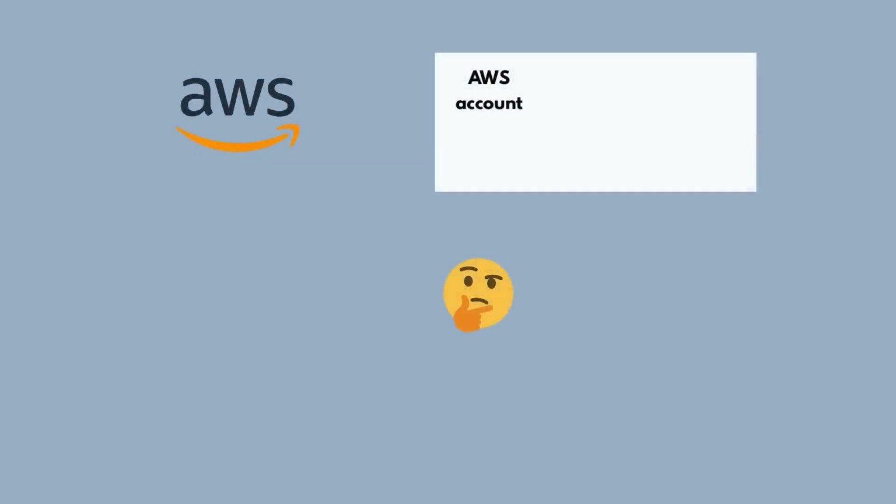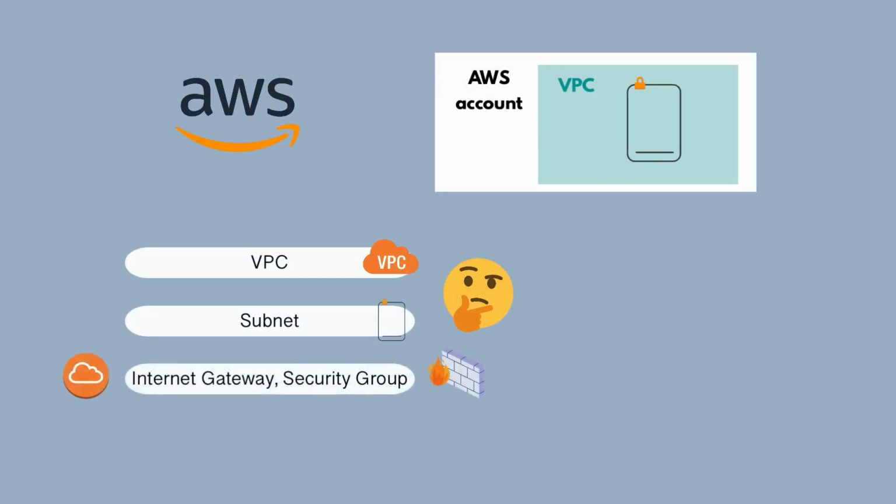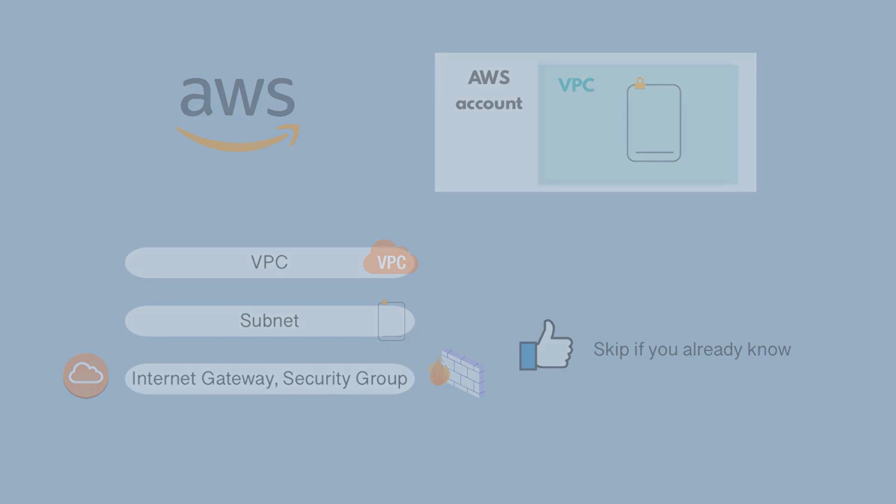In this video, we're going to go through and understand what VPC and subnet resources are on AWS, as well as Internet Gateway resource, security group, and so on. If you already know these resources, then you can skip this video and go to the next one.